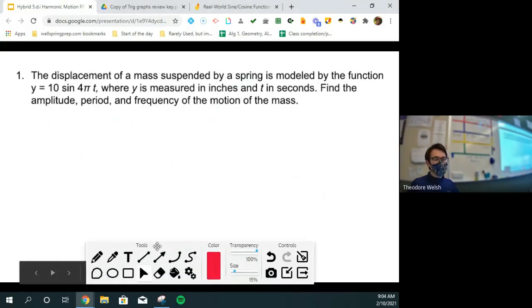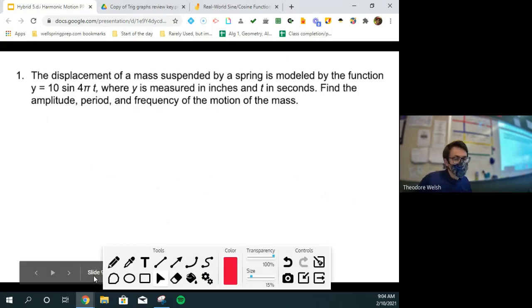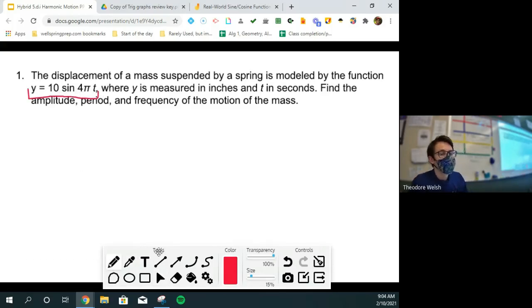Alrighty. So question 1 here. The displacement of a mass suspended by a spring is modeled by the function y equals 10 sine of 4 pi t, where y is measured in inches, t in seconds. Find the amplitude, period, and frequency of the motion of the mass. So there are 3 different characteristics we need to find: our amplitude, our period, and our frequency.